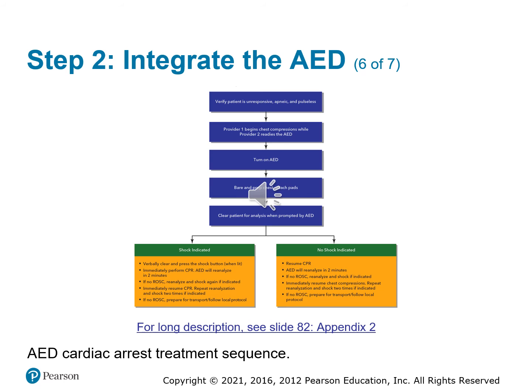This is a bit of a sequence or flow chart with resuscitation. It can be found on page 605 in your textbook if you want to take a closer look at it. It's just identifying we have an unresponsive patient, we've identified that they're apneic and pulseless, and then how we are going to go through that sequence of CPR. You can see at the bottom it identifies shock indicated or no shock indicated, and what steps we're going to take differently based off of the AED's recommendation.